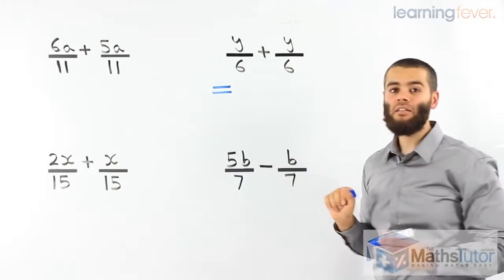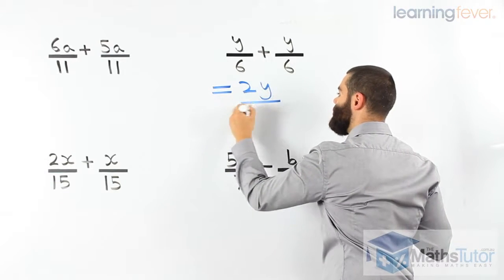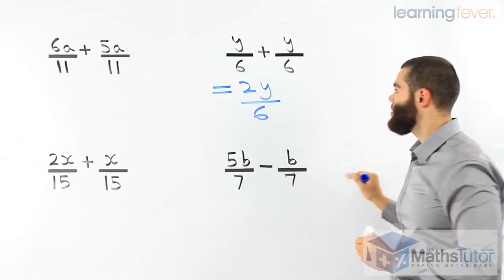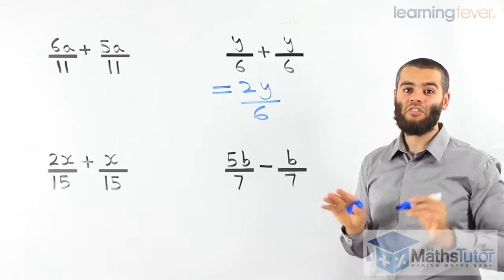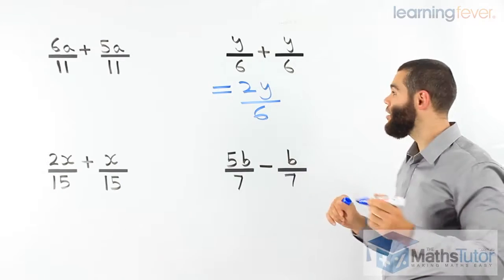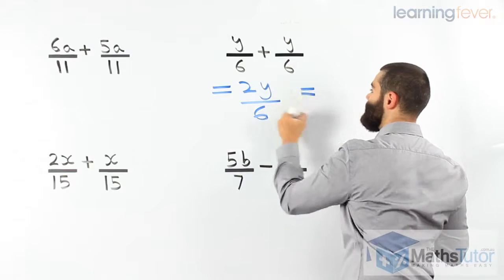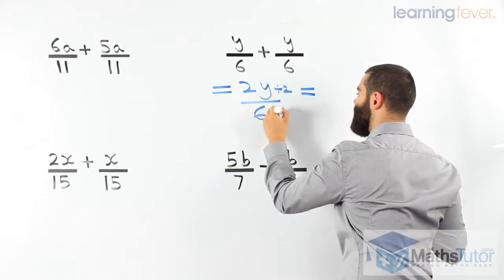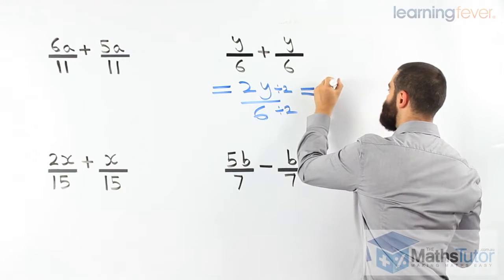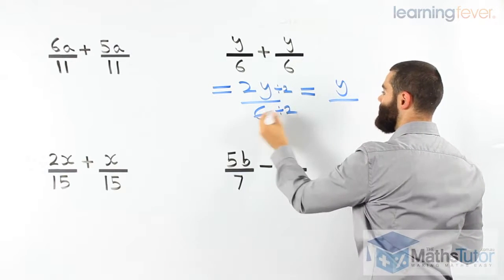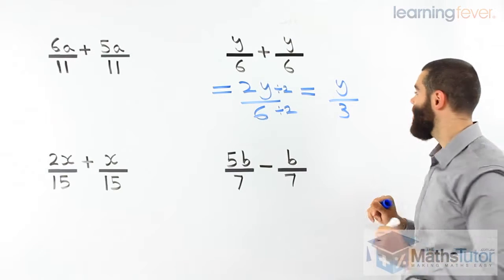Y plus y, 2y. 2y over 6. So our answer is 2y over 6. But hang on, in fractions we have to always simplify. 2 over 6, we know we divide by 2. Divide by 2 is the highest common factor. 2 divided by 2 is 1, so 1y. 6 divided by 2 is 3. So our final answer is y over 3.